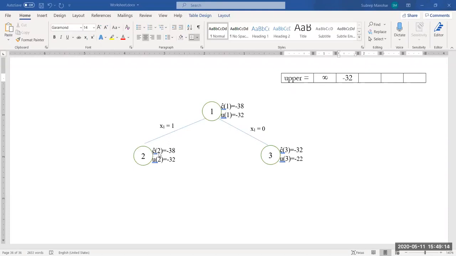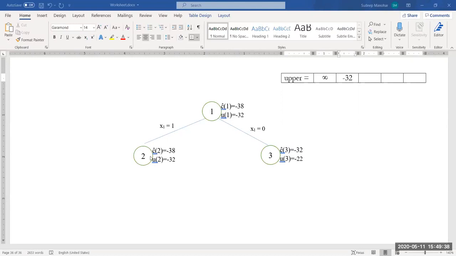Check with C cap of 2 whether it is greater than upper. C cap of 2 is minus 38. Whether it is greater than minus 32? No. So don't kill this node. C cap of 3 is minus 32. Whether it is greater than upper? Upper is minus 32? No. So don't kill this node. Now both the nodes 2 and 3 are live nodes.